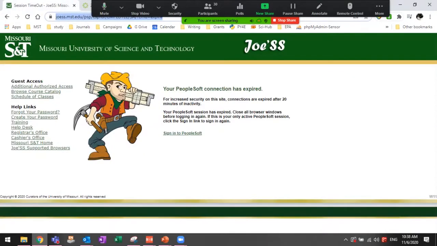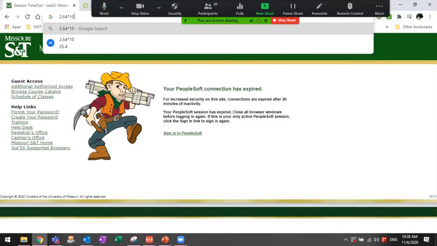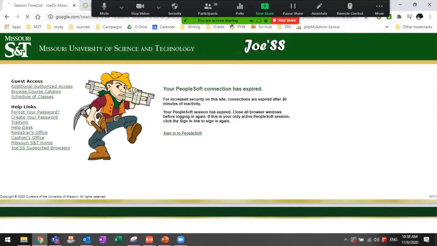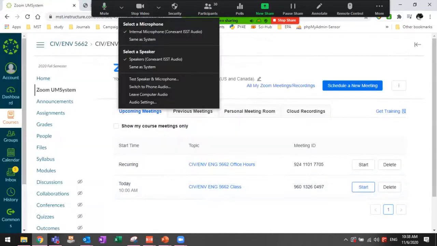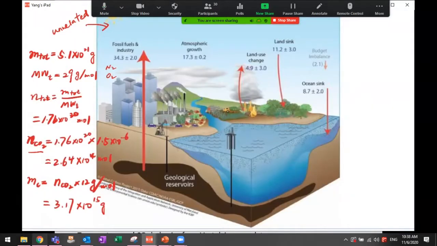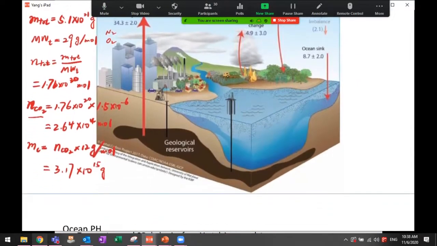Let's say we have 2.64 multiplied by 10 to the 14th, and then multiplied by 12. That's going to be 3.17 multiplied by 10 to the 15th grams, right? And here we're talking about how many tons there are. So we first convert grams into kilograms. That's going to be 3.17 multiplied by 10 to the 12th kilograms.